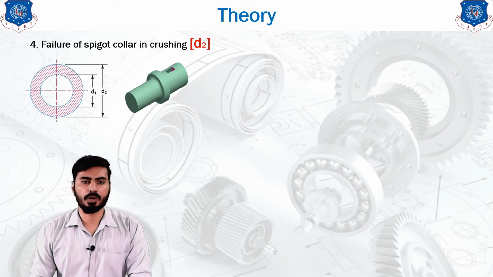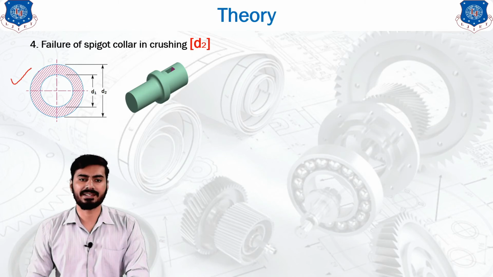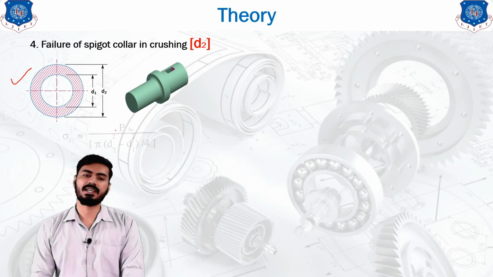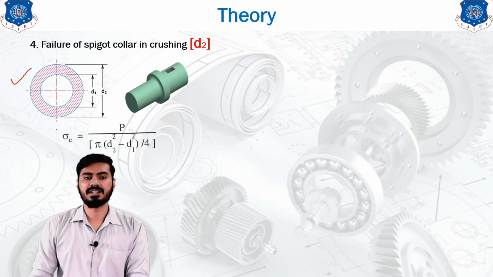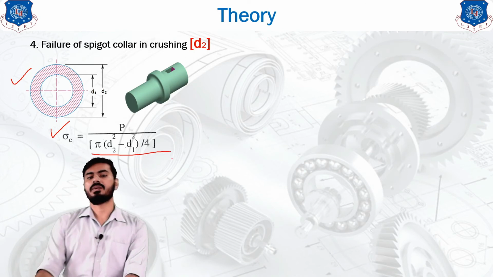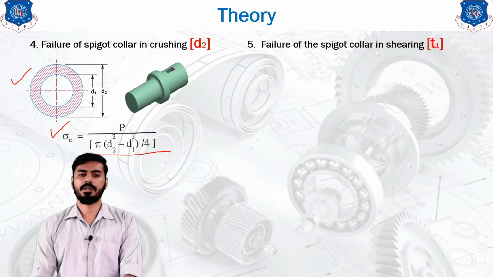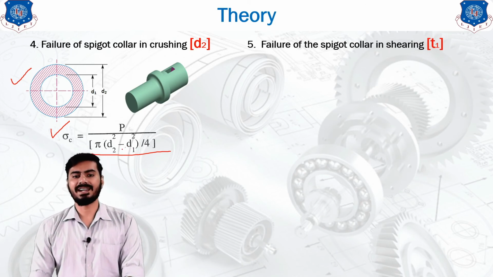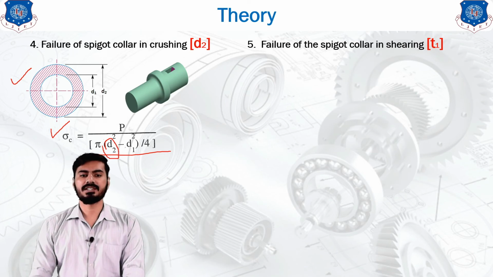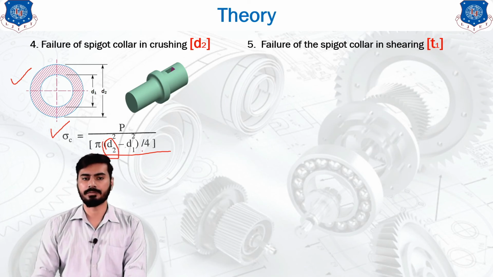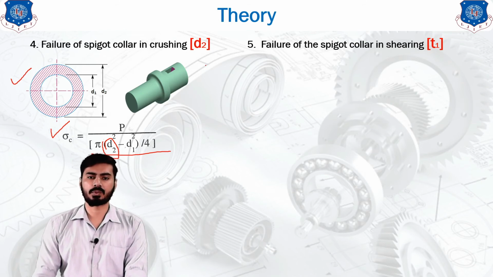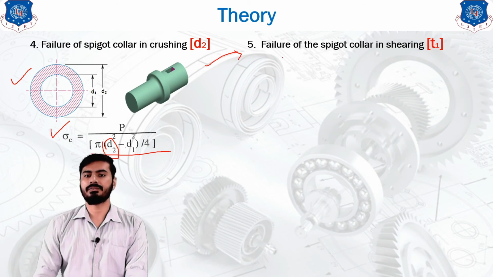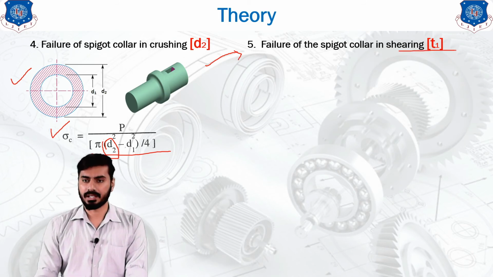If you consider the spigot collar from the side view, it will look like this ring. The area of this ring is nothing but pi by 4 into d2 square minus d1 square. If you consider the crushing stress equation, that is force upon projected area, then your equation will be like this. Now from this equation, you can directly calculate the value of d2, which is the outer diameter of the spigot collar. Now after calculation of d2, we will proceed to step number 5, that is the failure of the spigot collar in shearing.